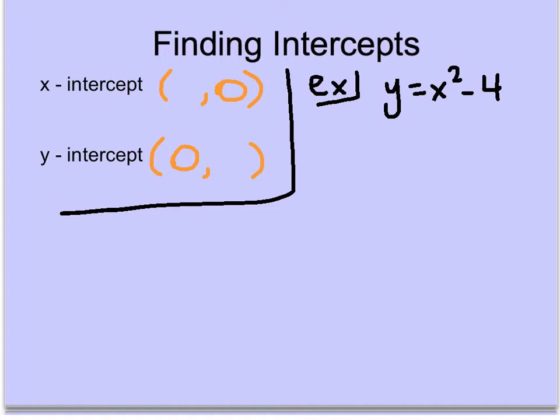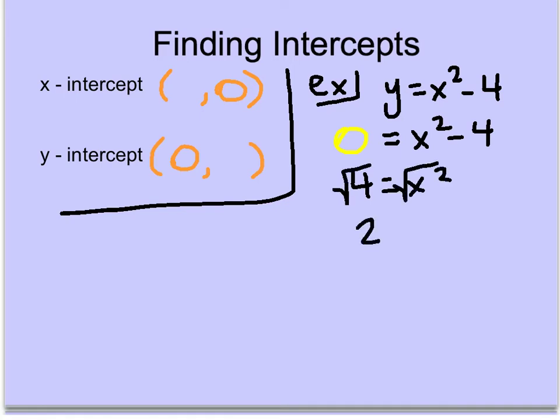So if I have this equation, y equals x squared minus 4, and I want to find the x-intercept, I'm going to replace y with 0. Once I've substituted 0 for y, I'm going to solve for x. So I need to add the 4 to both sides, which gives me 4 equals x squared. And then I need to take the square root, and the square root of 4 is 2, so my x-intercept becomes (2, 0).